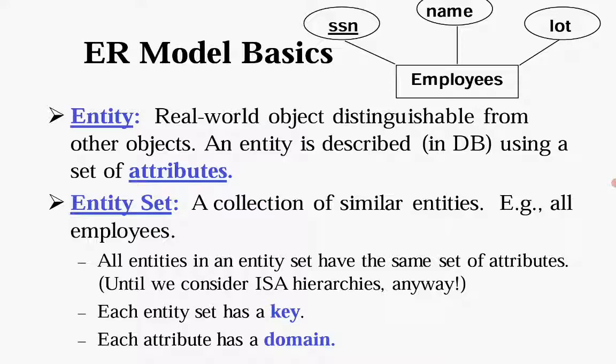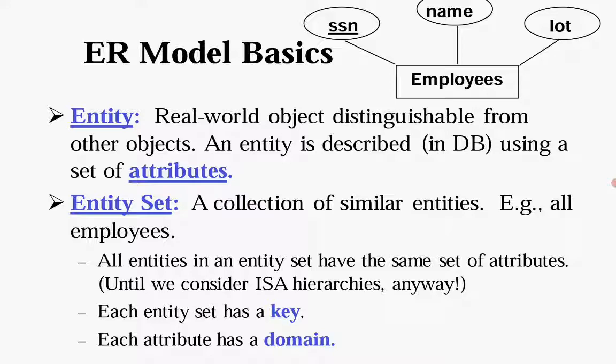And what is a key? A key is some field or some attribute or some column in a table or in a relation. Each entity has many keys. And what is a domain? A domain is a set of keys or a set of attributes.